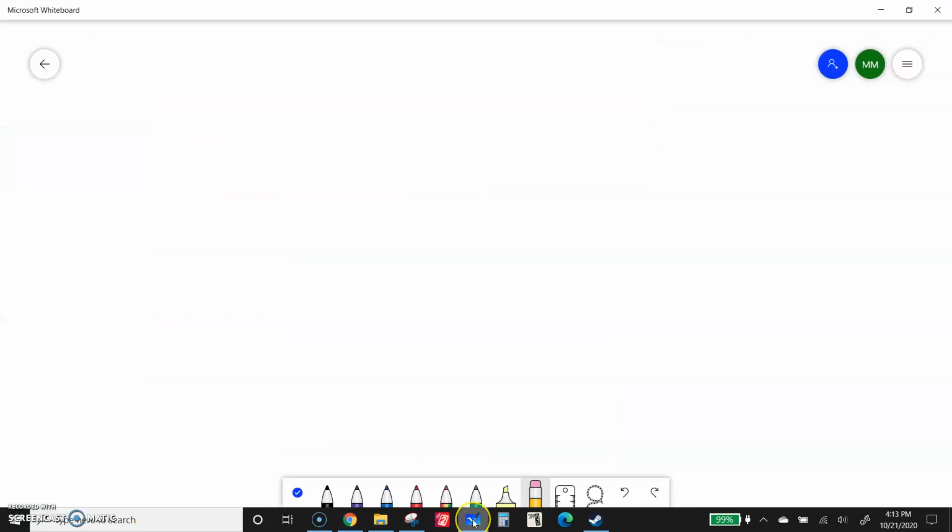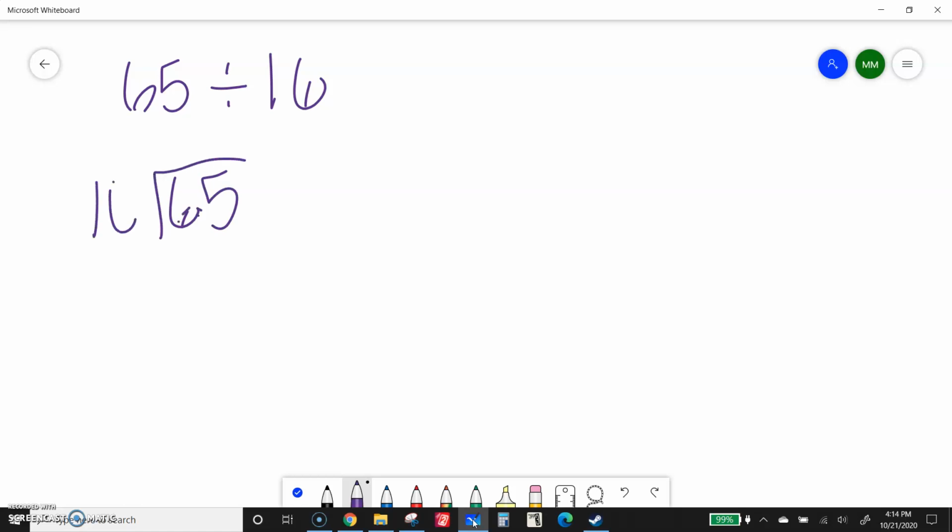So I'm going to just pick some other problems to do as examples. We might have something like 65 divided by 16. Now, I'm going to write that in the little house. Sometimes they'll write it like this, and then you have to put it into the little house in order to be able to do it. So I'm going to actually just do the standard way for this.